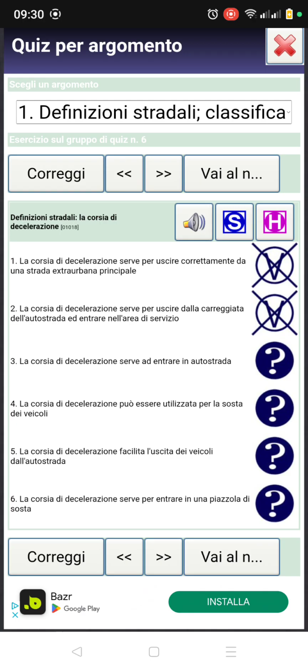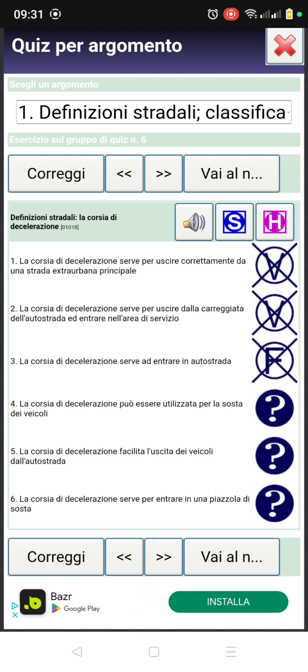Number 3. La corsia di decelerazione serve ad entrare in autostrada. No. The exit lane, it's not for entering into the highway. Rather, corsia di accelerazione is to enter into the highway, while corsia di decelerazione is to exit the highway. So this one is saying we can use the exit lane to enter into the highway back. No, it's false.